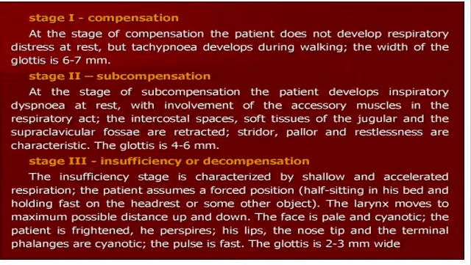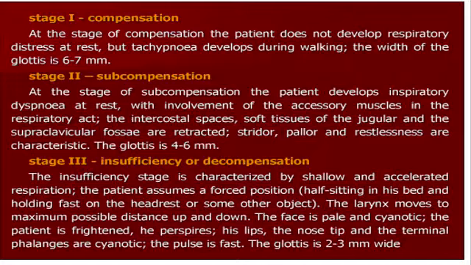During the subcompensation stage, the patient develops inspiratory dyspnoea at rest, with involvement of the accessory muscles in the respiratory act. In the intercostal spaces, soft tissues of the jugular and the supraclavicular fossa are retracted. Stridor, pallor, and restlessness are characteristic. The rima glottis measures 4-6 millimeters.